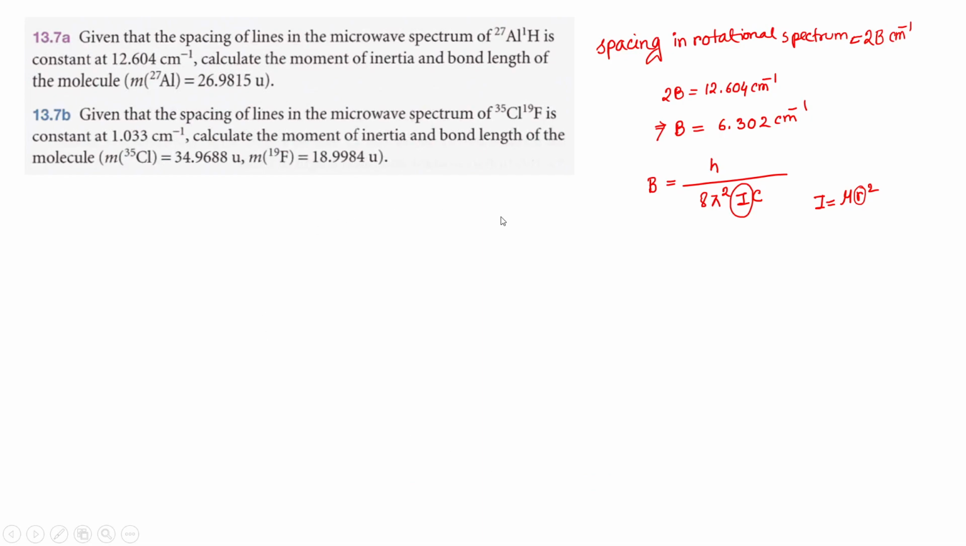So you will be able to solve this problem also. So spacing given for the next problem is 1.033 centimeter inverse. See, the rotational constant is even lesser in case of this molecule. Why? If you check the reduced mass for the next molecule, ClF 35 into 19, that is higher than 27 aluminium 1H, right? So as the reduced mass is increasing, that is why your B is decreasing, right?